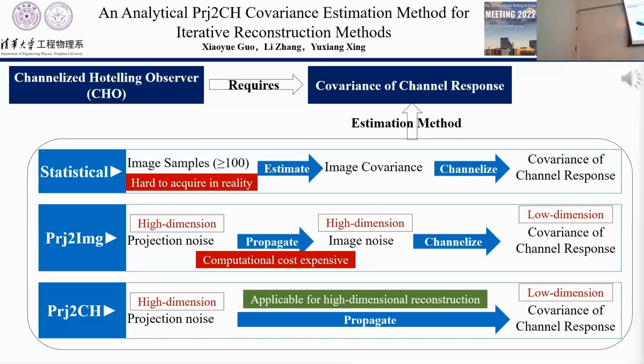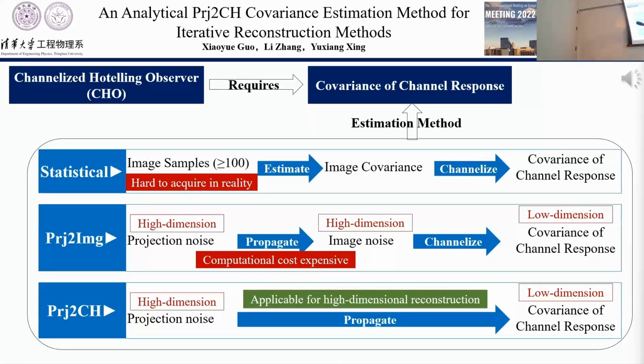CHO is widely used to mimic human observers. It requires covariance of channel response. The traditional method uses a large number of image samples to estimate image covariance, which is hard to realize in practice. The analytical projection-to-image noise propagation method is able to estimate image covariance from a single sample, but is computationally expensive due to high-dimensional reconstructions.